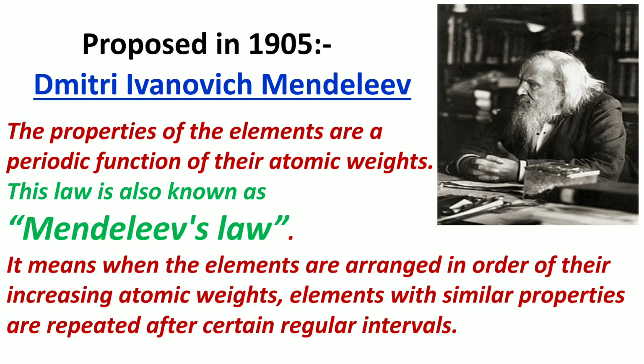However, these two scientists credited with the development of the modern periodic table stated that the properties of the elements are a periodic function of their atomic weights, and this law is also known as Mendeleev law. It means that when the elements are arranged in order of their increasing atomic weights, elements with similar properties are repeated after certain regular intervals.